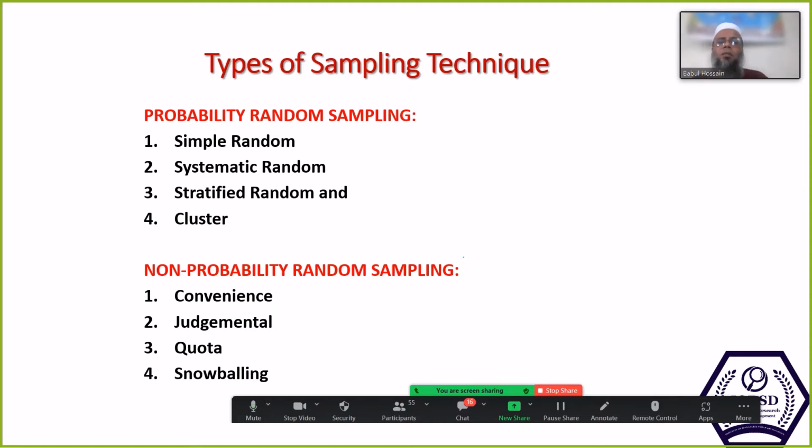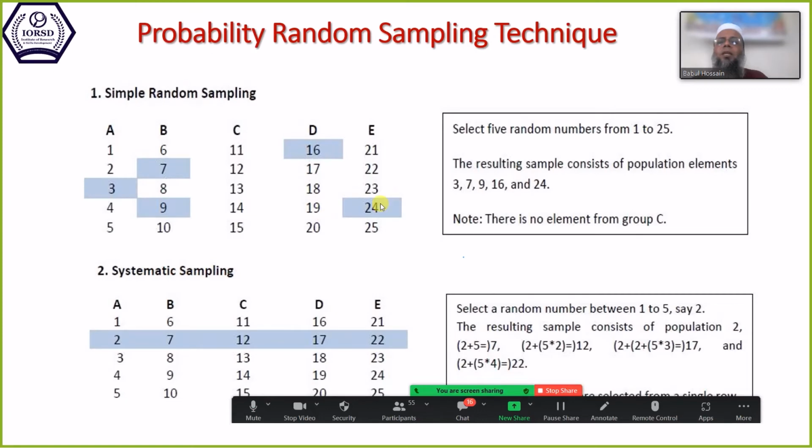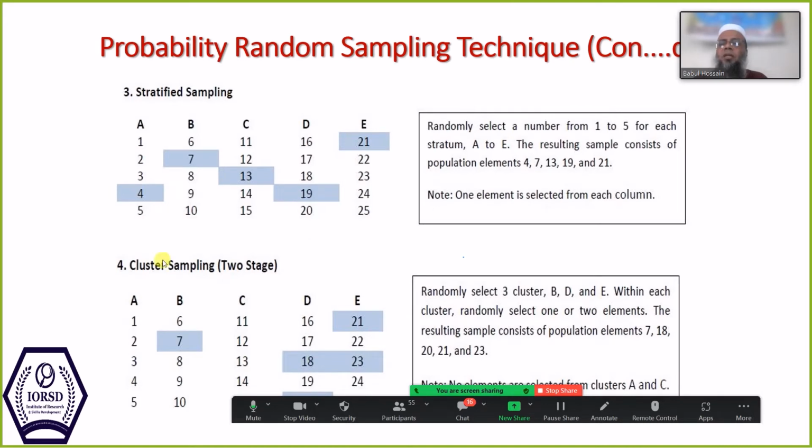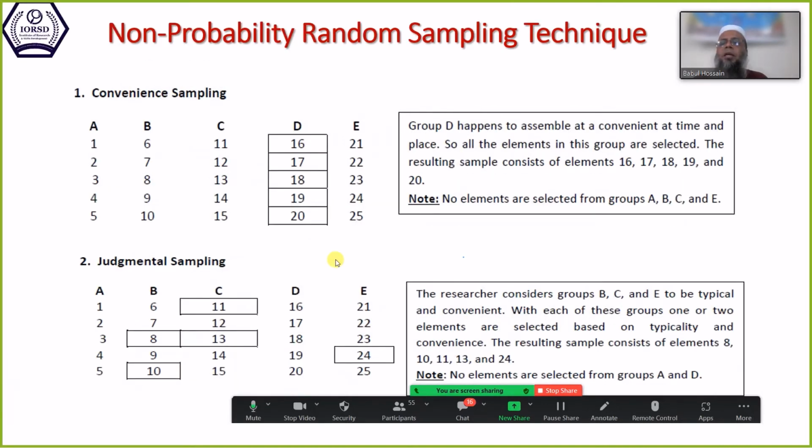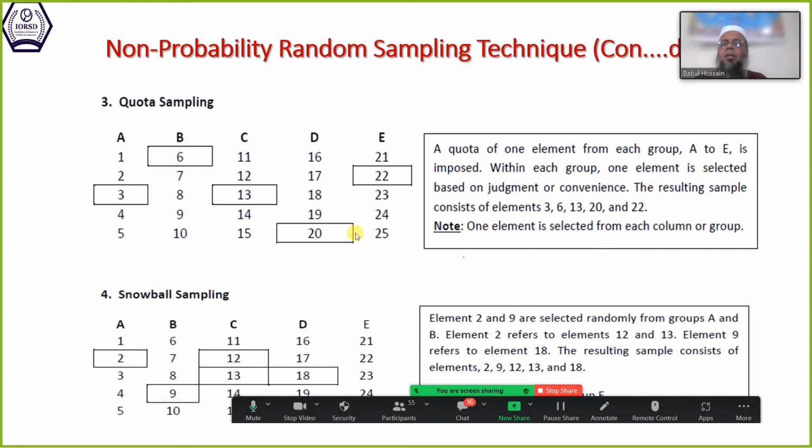You got the point? And how to select: simple random sampling, systematic random sampling, stratified random sampling, cluster sampling, and within the non-probability sampling techniques, convenience, judgmental, quota, and snowballing sampling. What is snowballing sampling? Anybody can give the best answer? What is snowballing sampling?